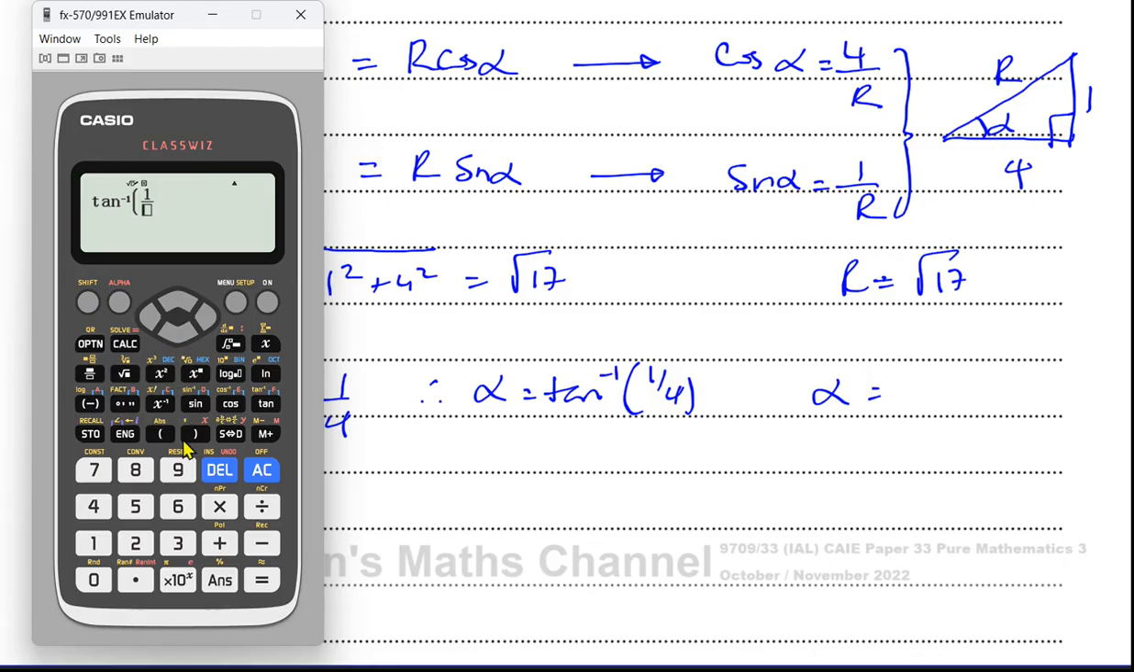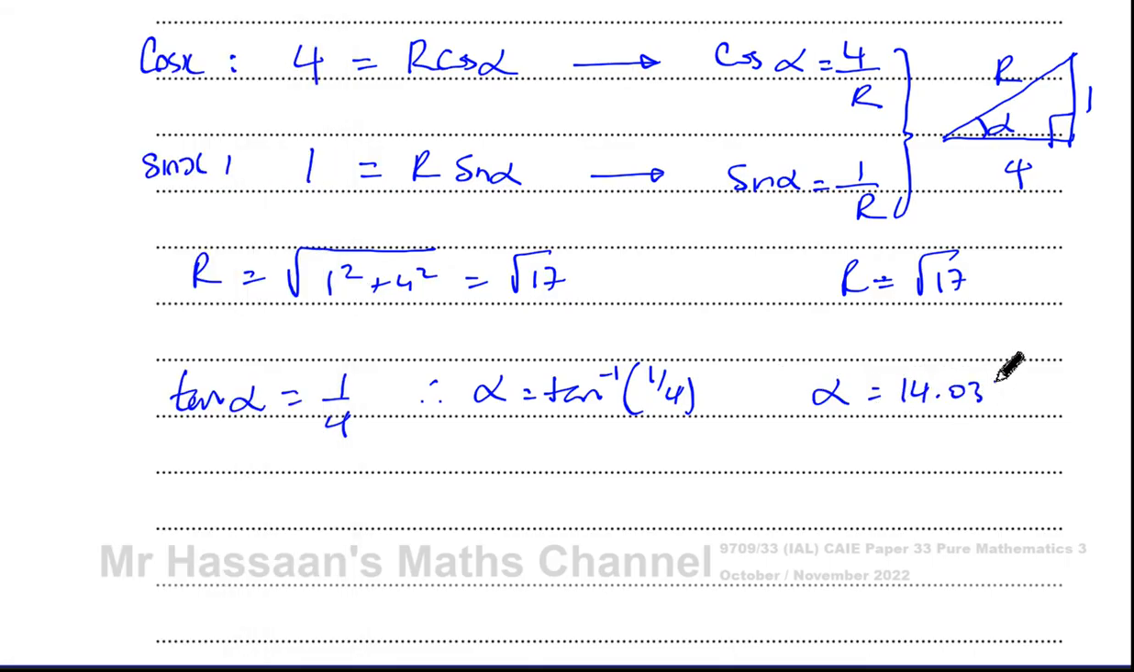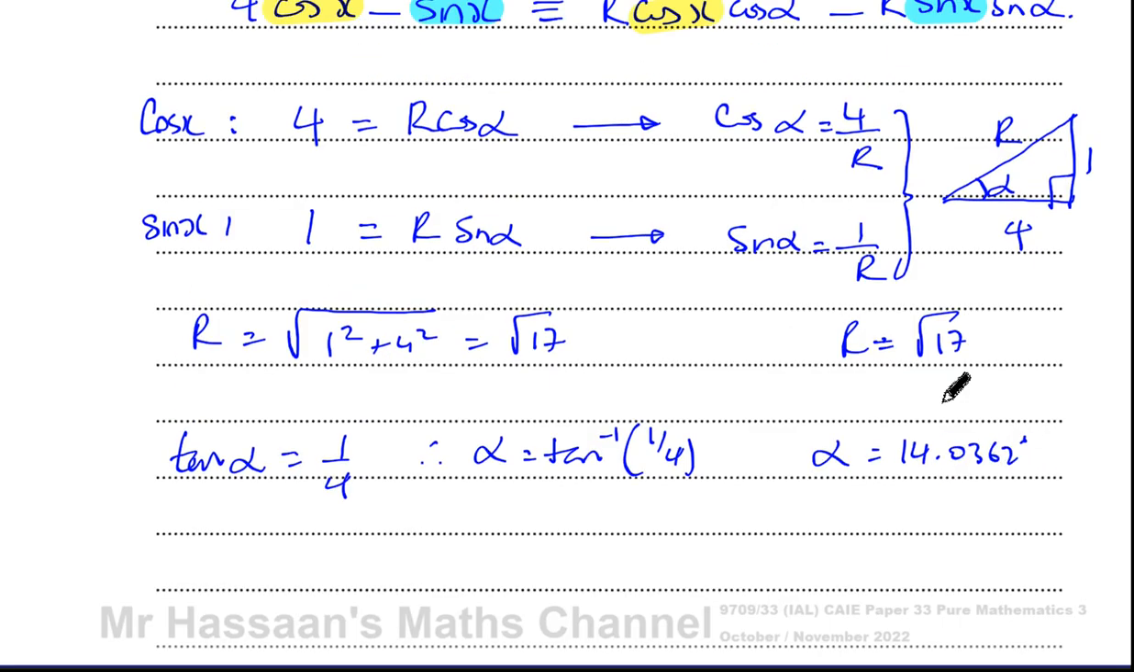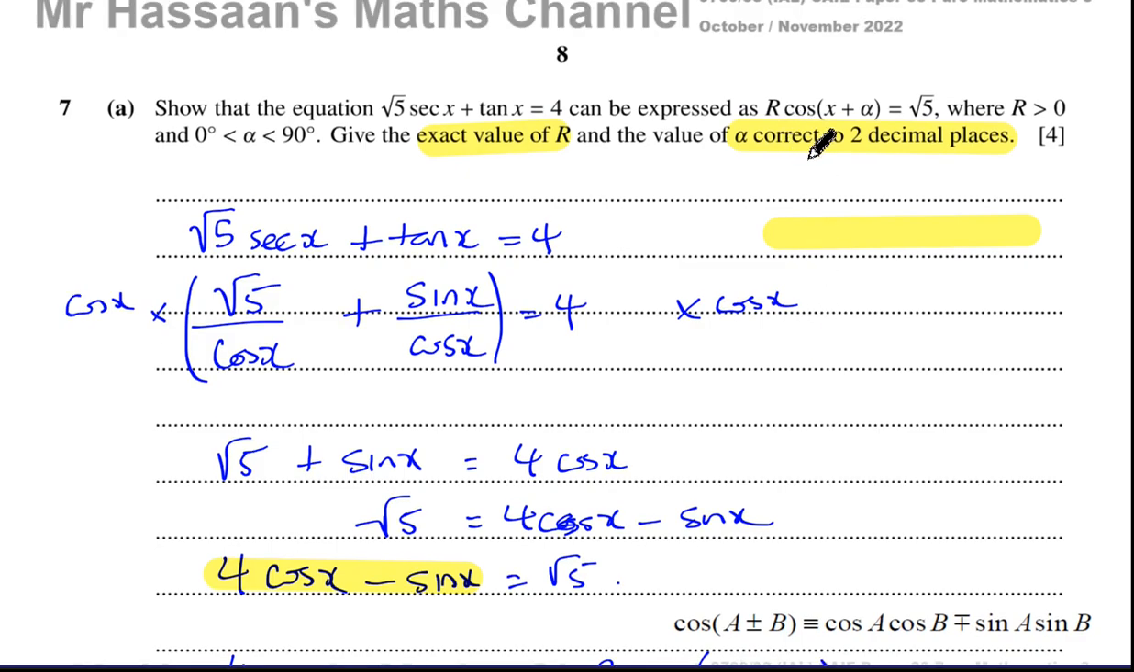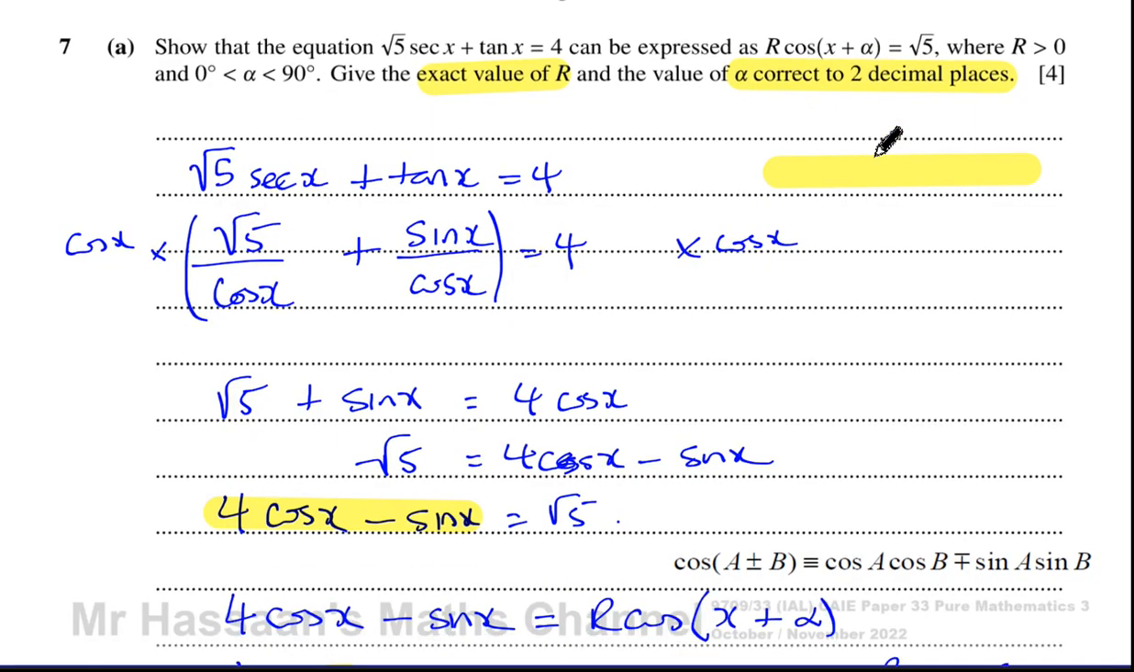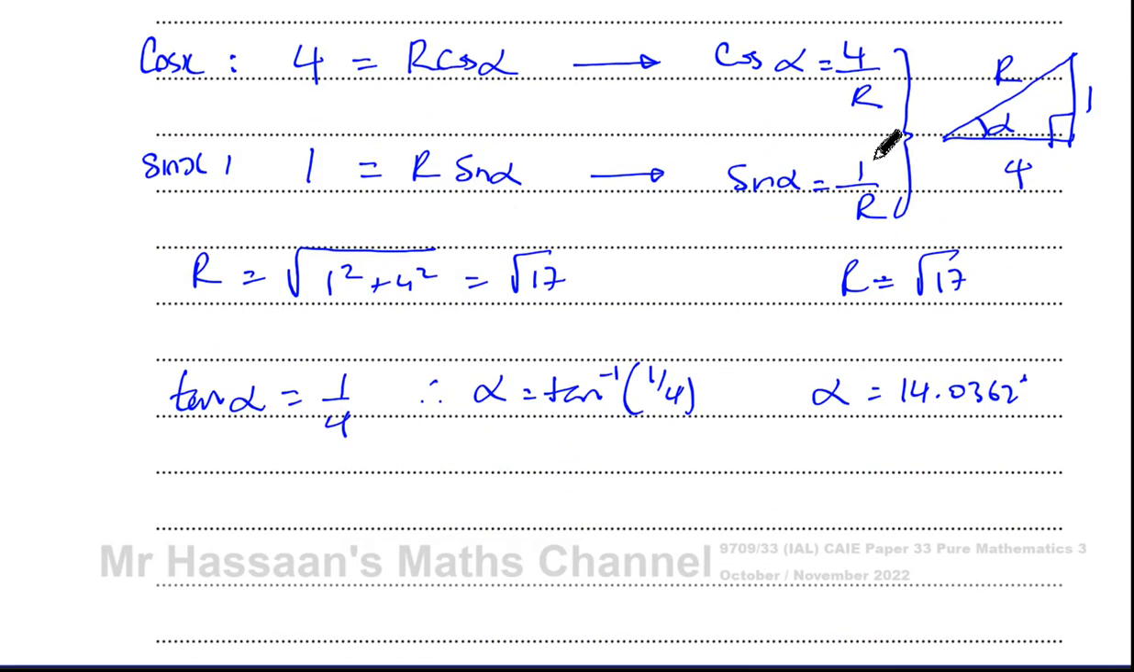The question states the answer in degrees, so we put it in degrees. So inverse tan of a quarter gives us 14.0362 degrees. And the question states, I think, 2 decimal places. If it didn't say anything, we know it should be to 1 decimal place because it's degrees, but the question states otherwise. So 2 decimal places for alpha. So that should be 14.04. So alpha is equal to 14.04 degrees. All right, so there's alpha and there's r.